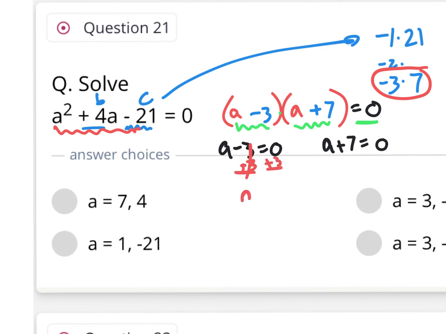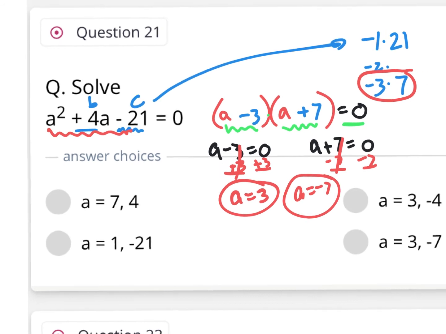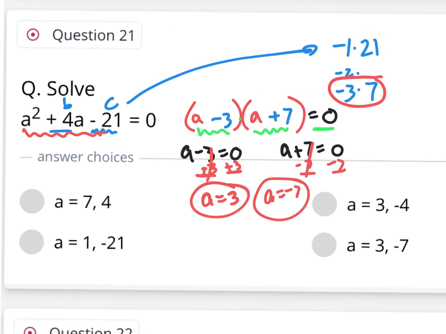Add 3 to both sides, you're going to get a equals 3. That's one answer. Subtract 7, a equals negative 7. So there's two answers, positive 3 and negative 7. And that, of course, is right here, positive 3 and negative 7. Let's move on to question 22.